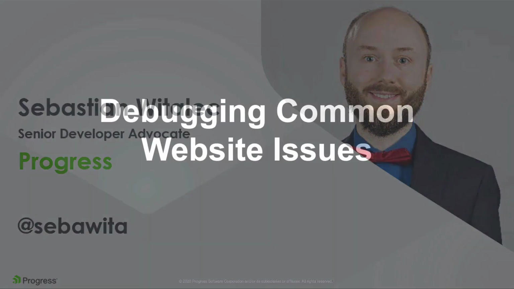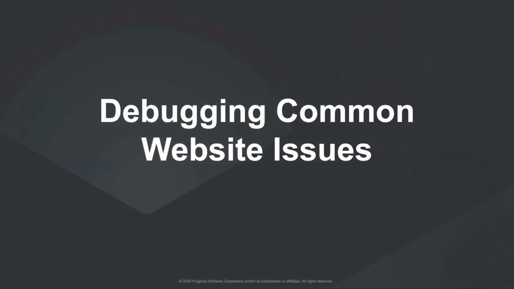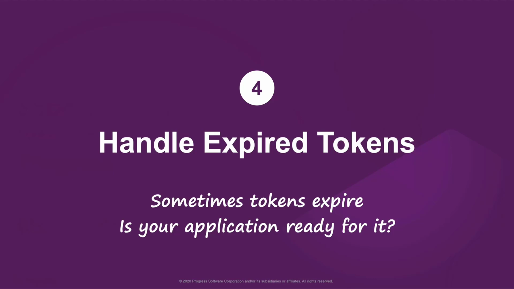So I want to continue on the vein of debugging common website issues, and I have a couple of other hints and examples that we could probably try to do more of in the future so that our development gets better. So one issue that we could actually look at is how do you handle expired tokens? Because let's face it, sometimes tokens expire and your applications should be prepared for that.